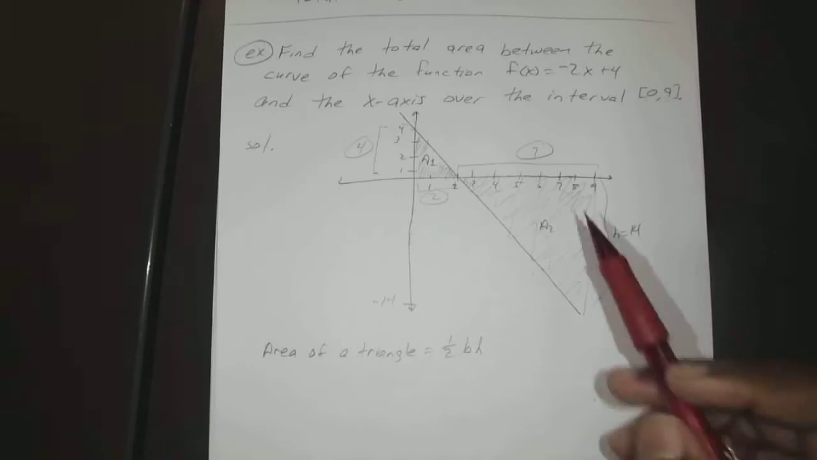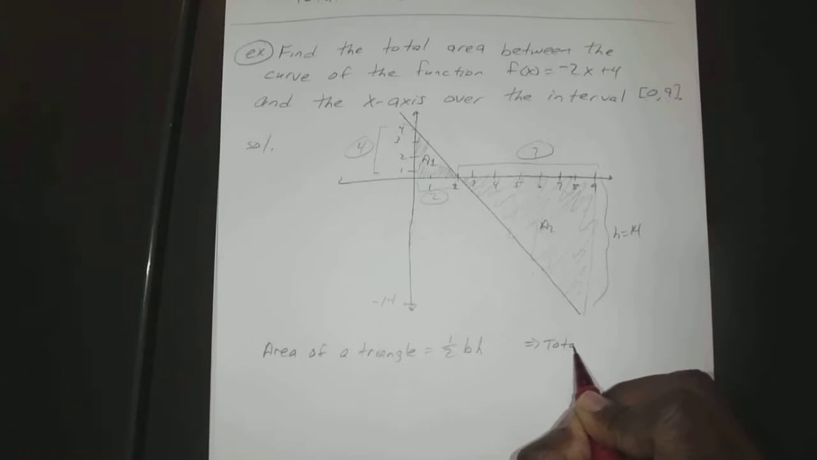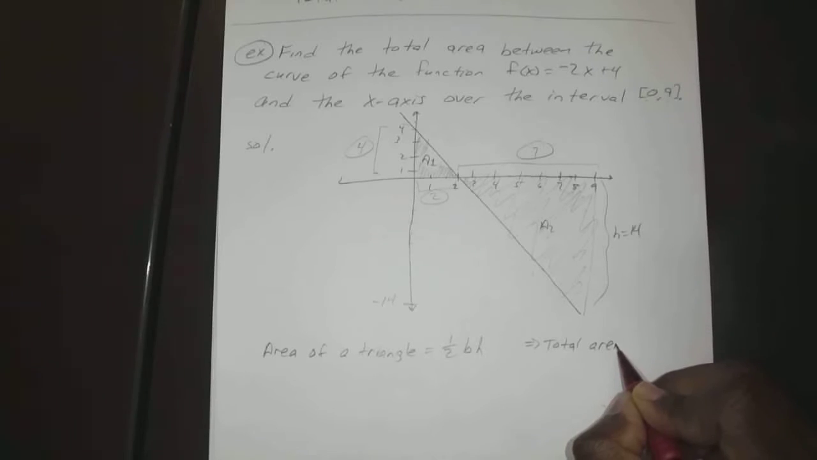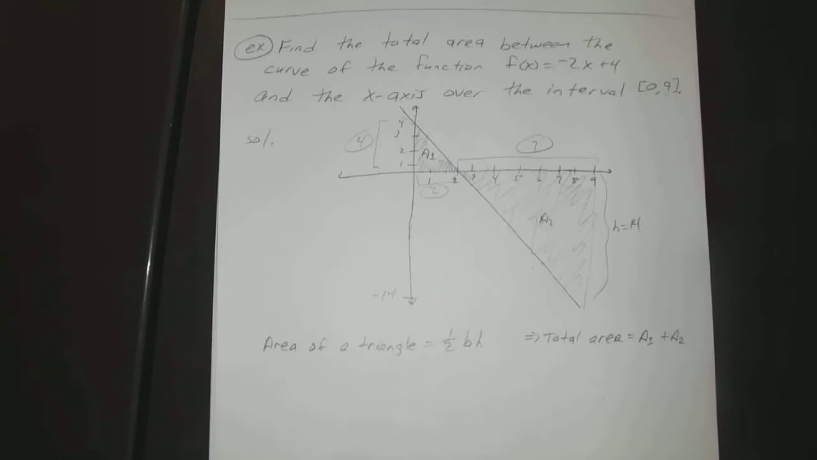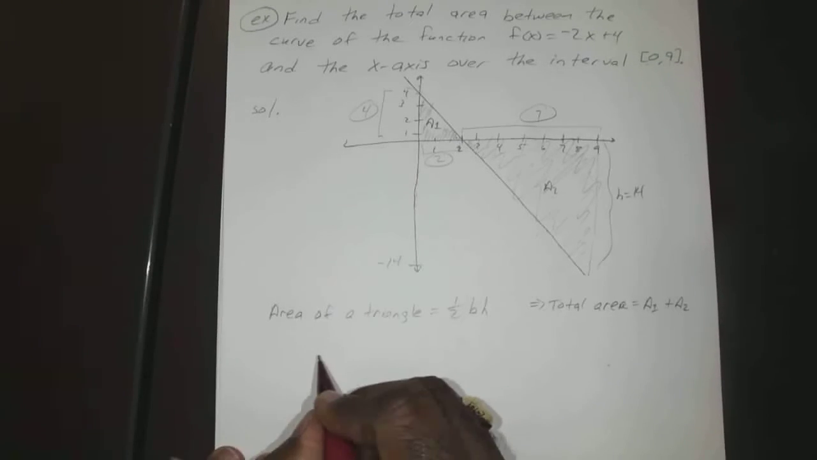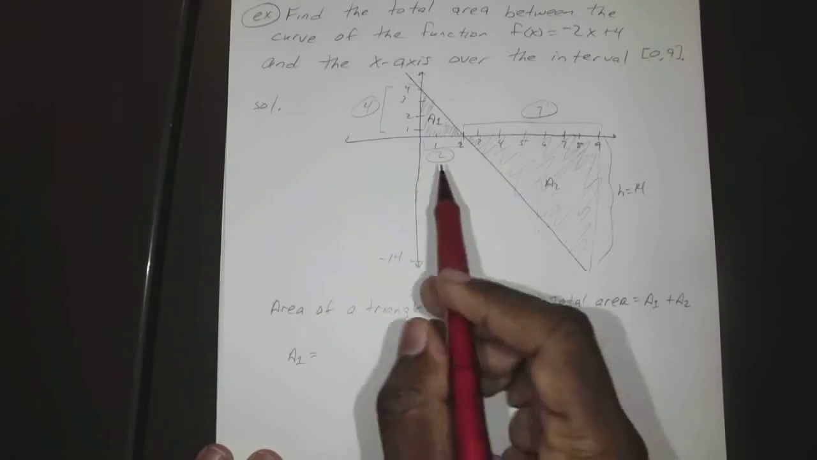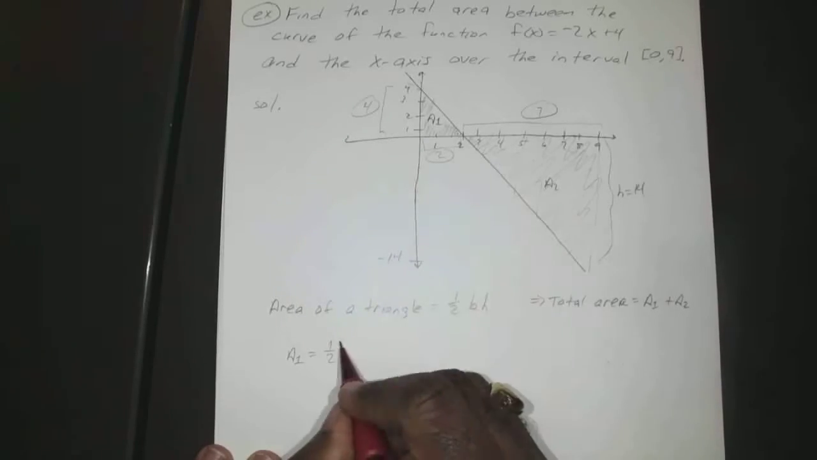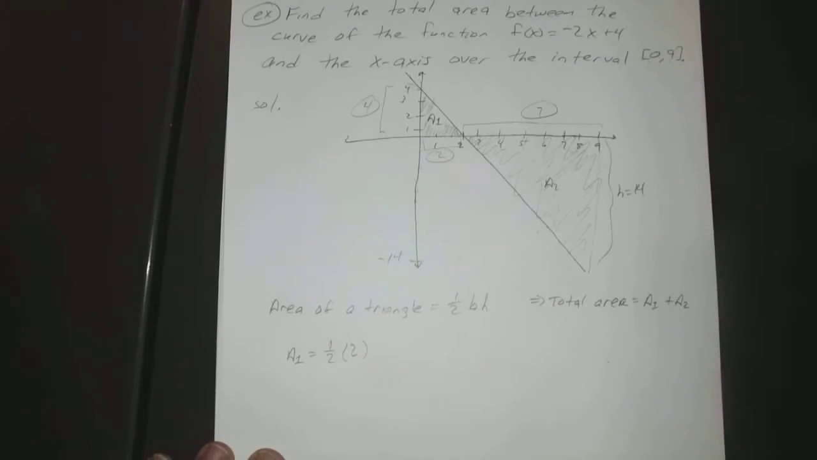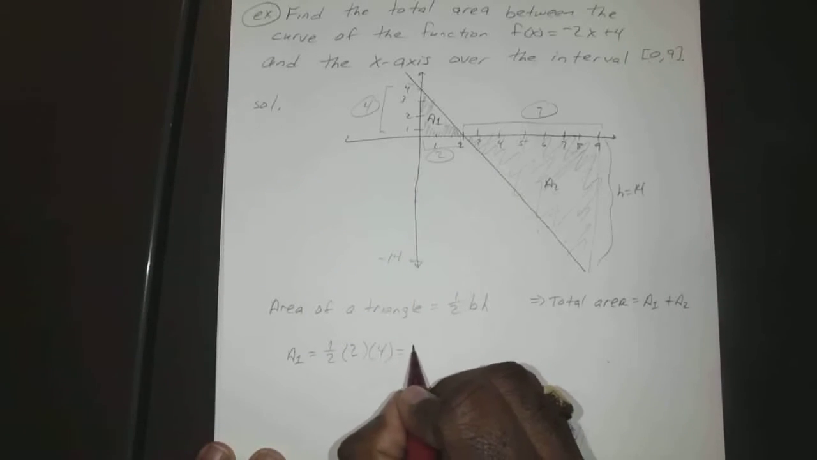So to find your total area, you just add them together. So your total area is just going to equal A1 plus A2. Okay, so the area of the first triangle is 1/2 times the base, which is 2, times the height, which is 4. So that just equals 4.